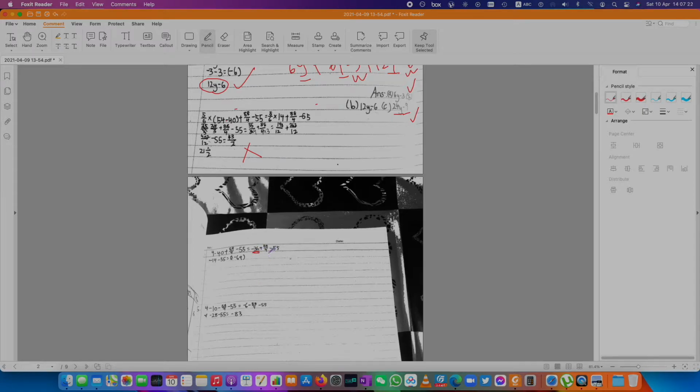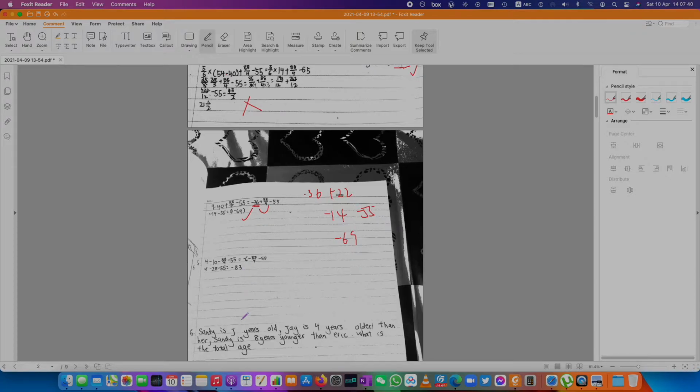And yes, then next you do this one. So what do you get? Minus 36 plus 22, you get minus 14, and then you minus 55, and then you get minus 69. So the answer is minus 69. That's correct. All right, next.